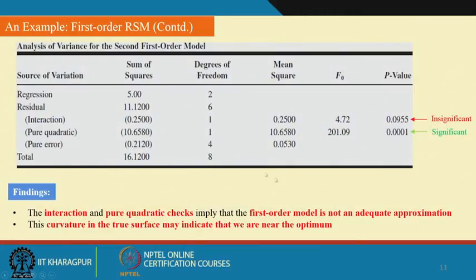Okay. So, you see that although interaction is insignificant, but pure quadratic is significant. So, that means first order model is not fit in the new operating zone. The finding says the interaction and pure quadratic checks imply that the first order model is not an adequate approximation. The curvature in the true surface may indicate that we are near optimum, but you do not know whether you are near.